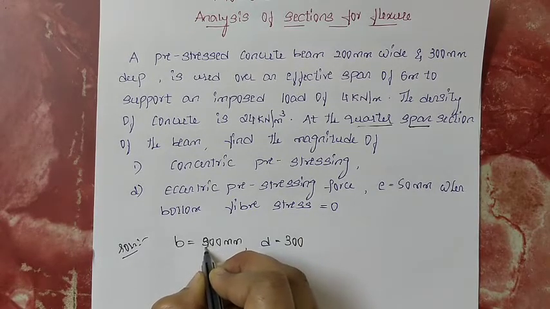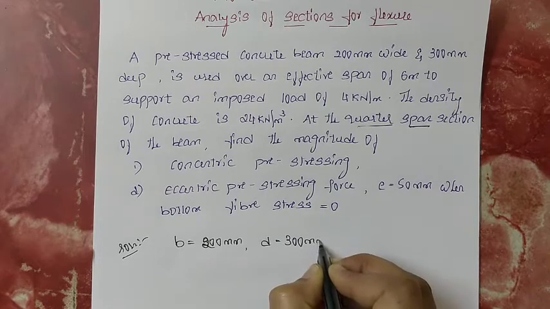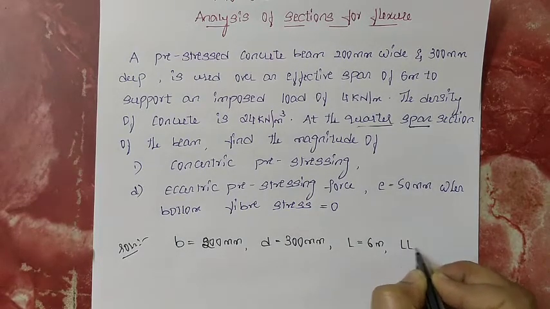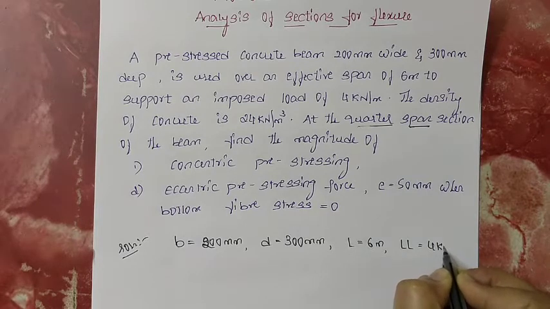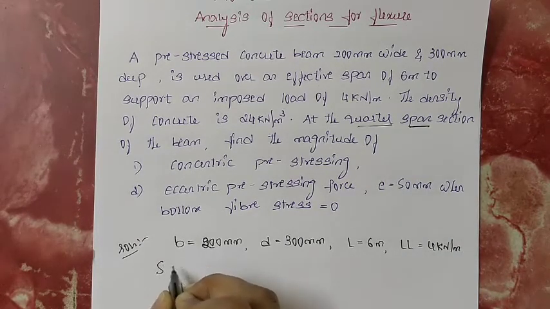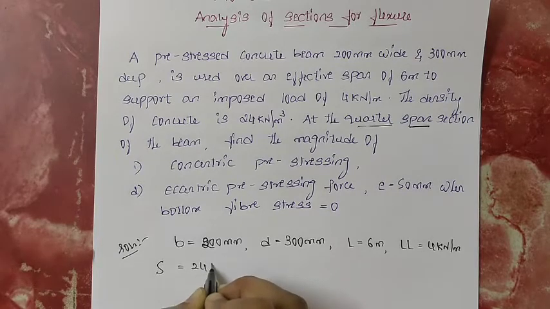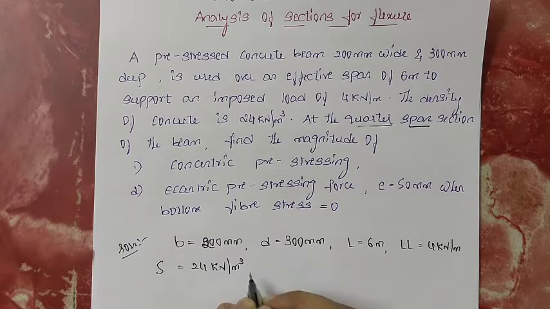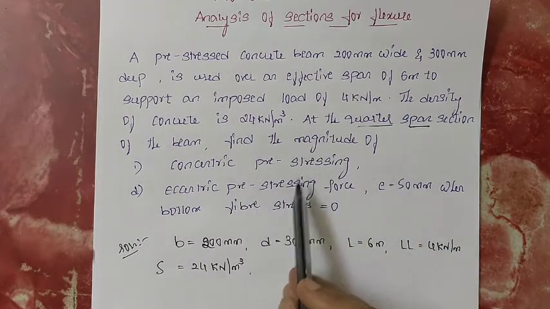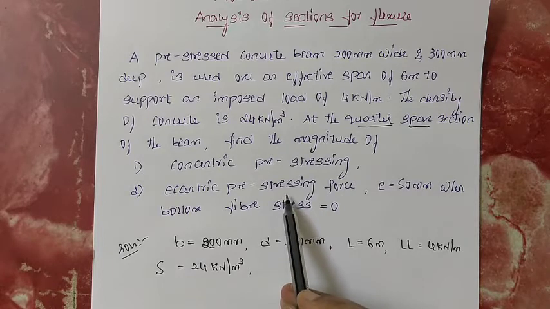200 mm, depth is 300 mm, span of the beam is 6 meter, and the live load they have given is 4 kN per meter, and the density of concrete they have given as 24 kN per meter cube. At the quarter span section, you need to calculate concentric pre-stressing force as well as eccentric pre-stressing force.